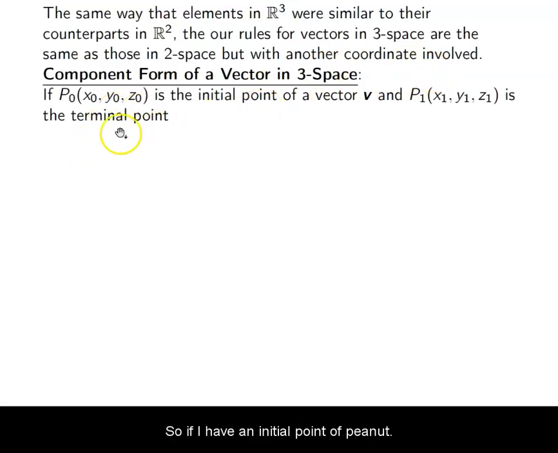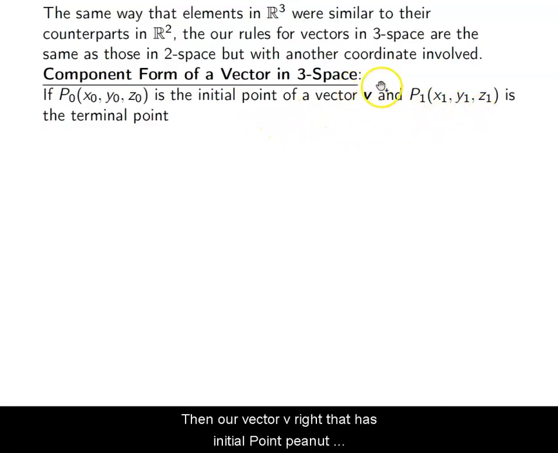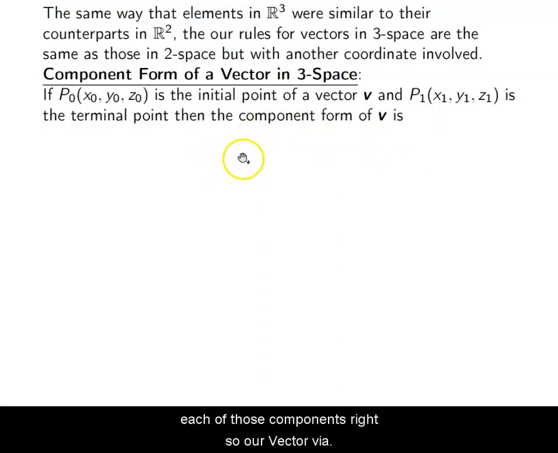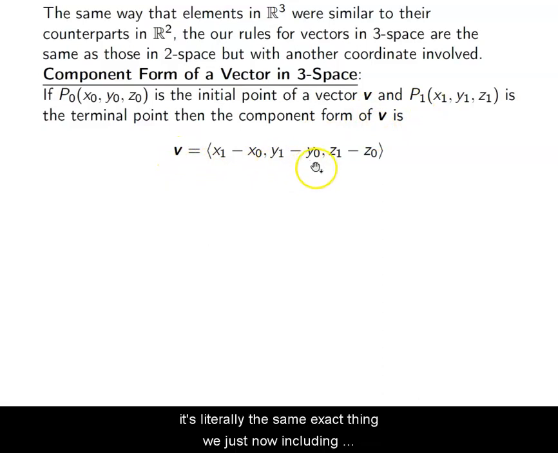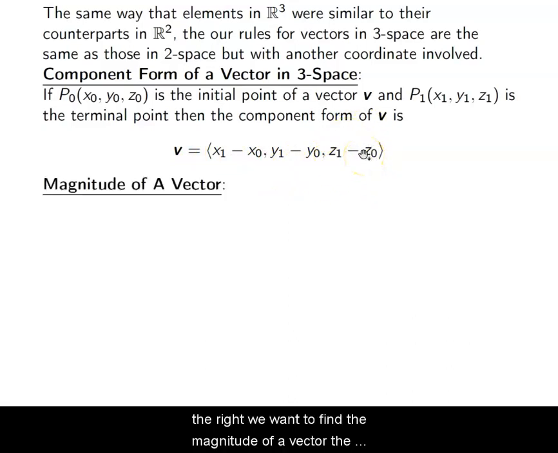So if I have an initial point of P naught, which is (x naught, y naught, z naught), and a terminal point of P1, (x1, y1, z1), then our vector V, that has initial point P naught and terminal point P1, we can describe it as the differences between each of those components, right? So our vector V is (x1 minus x naught, y1 minus y naught, z1 minus z naught). So it's literally the same exact thing. We just now are including this third term, right?